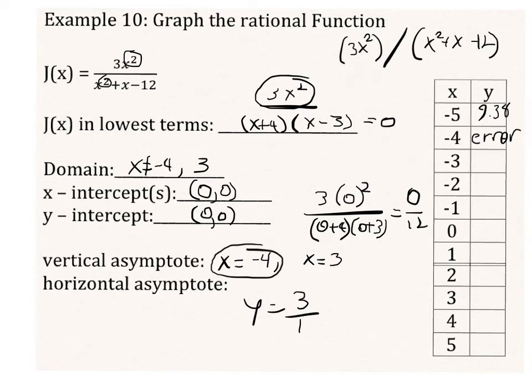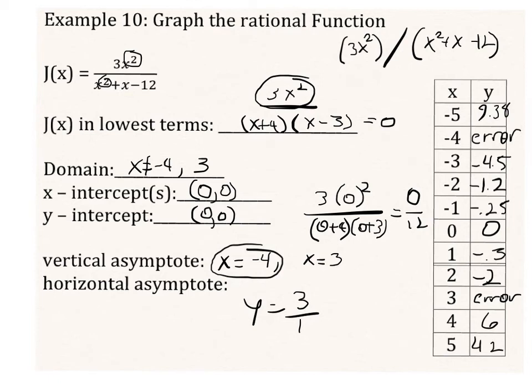At negative 3 I'm at negative 4.5. At negative 2, I'm at negative 1.2, and negative 1, I'm at negative 0.25. And then at 0, we got 0, 0 as our x and y intercept. At 1, I'm at negative 0.3, and let's see, at 2, I'm at negative 2, and then at 3, I've got an error again, because that's where our vertical asymptotes sit. At 4, I'm at 6, and at 5, I'm at 4.2.